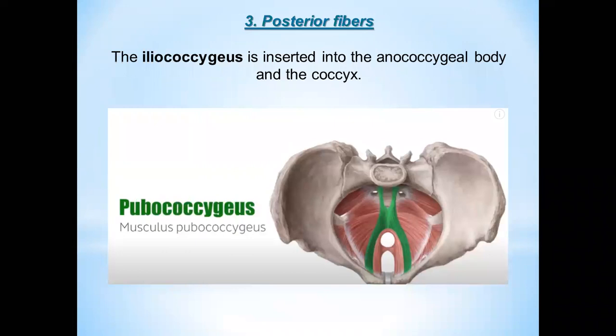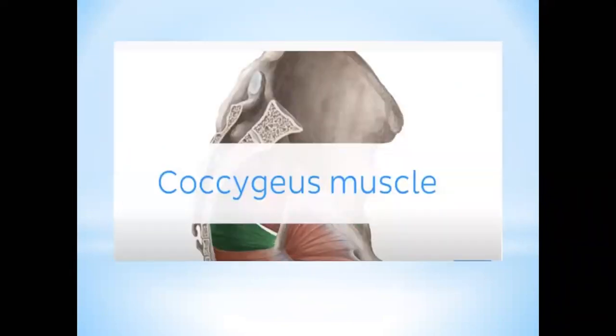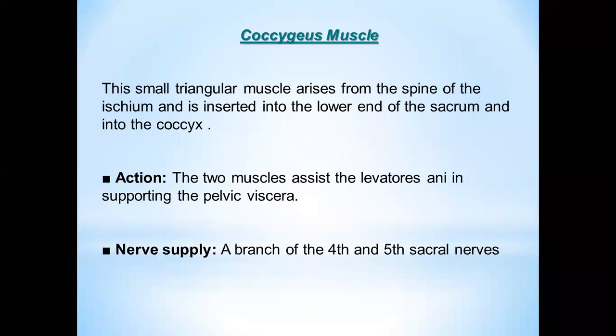The levator ani is supplied by the perineal branch of the pudendal nerve and the perineal branch of the sacral nerve. And the coccygeus muscle is supplied by the branch of the fourth and fifth sacral nerve, and it arises from the ischial spine and inserts into the coccyx.